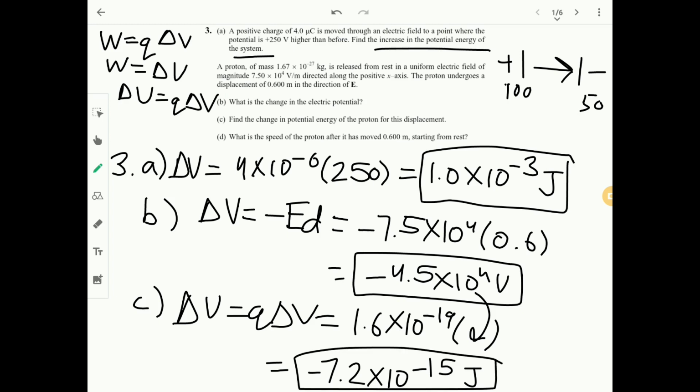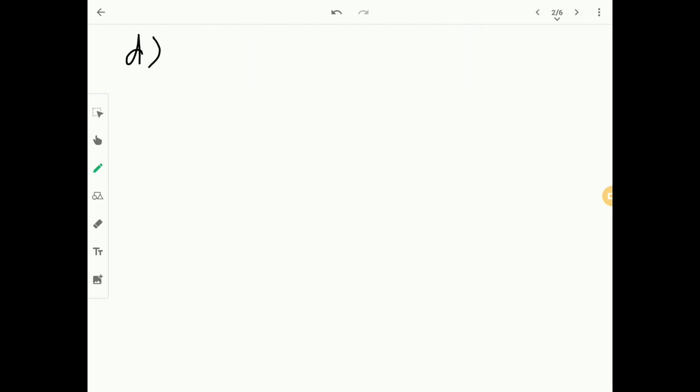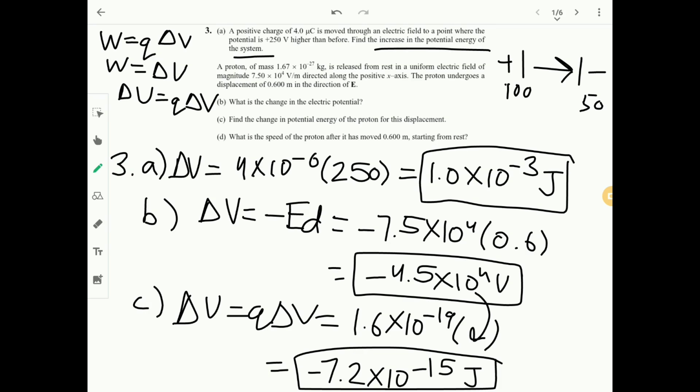And now let's move on to the last part, D. Let's see what they want us to find. What is the speed of the proton after it has moved 0.6 meters starting from rest? One thing I would like you guys to know, since there are no external forces acting, there is one thing that is conserved, mechanical energy. Now, if you remember, we used to say U1 plus K1 equals U2 plus K2, right? But here we're not talking about gravitational potential energy, we're talking about electric potential energy.